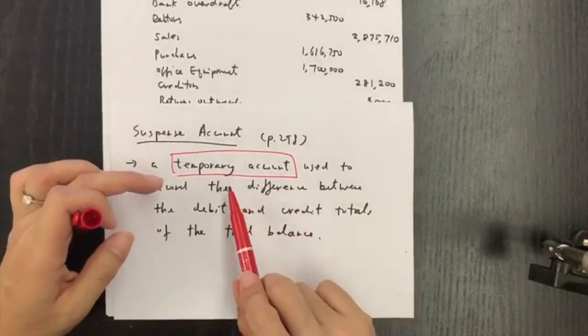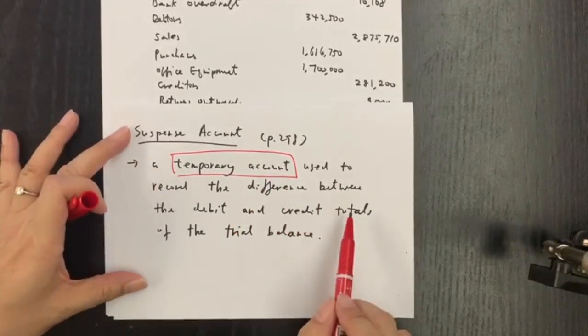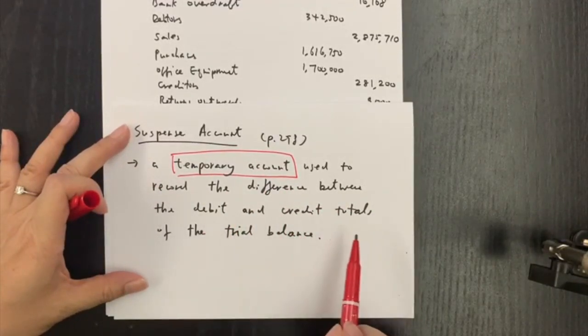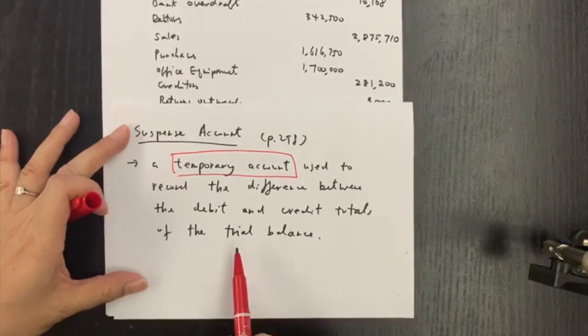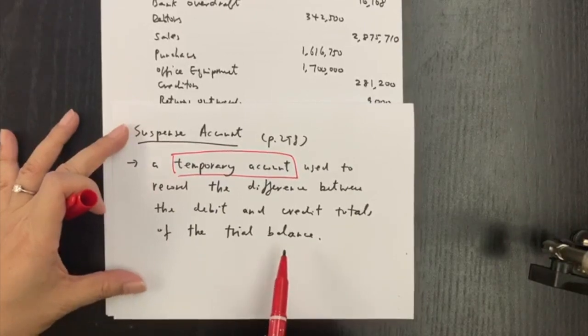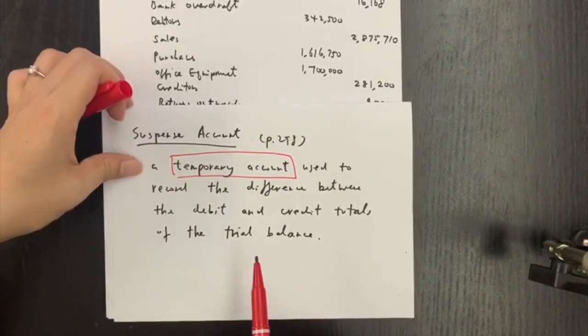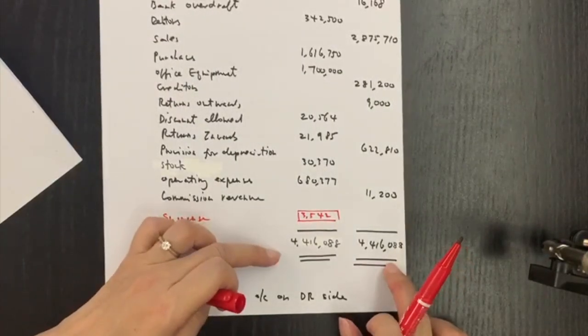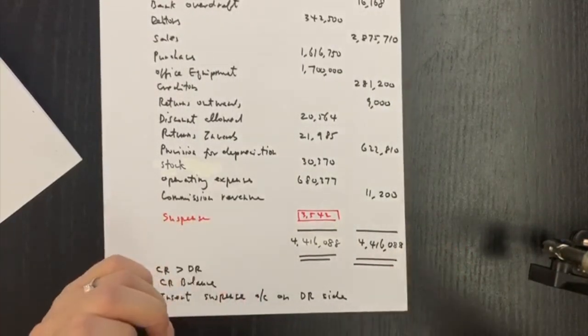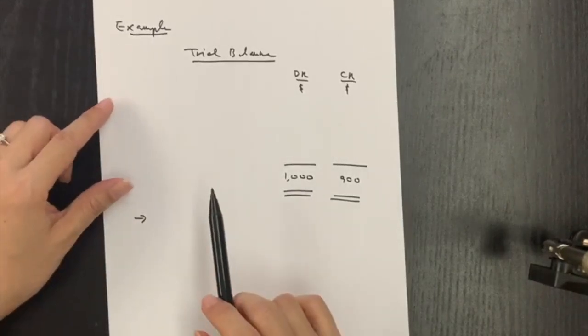All right, so this temporary account is used to record the difference between the debit and credit totals of the trial balance. If we do not have the same total on the debit side and credit side in the trial balance, then we use a suspense account, inserted on the smaller side, in order to equalize the total on the debit side and credit side. Okay, now let me give you another example.